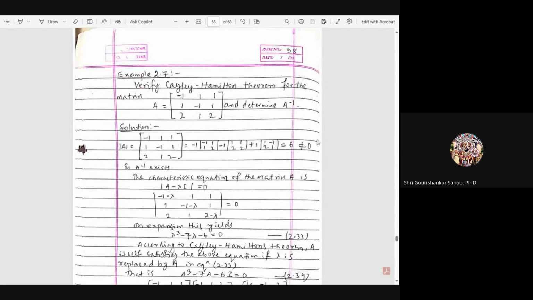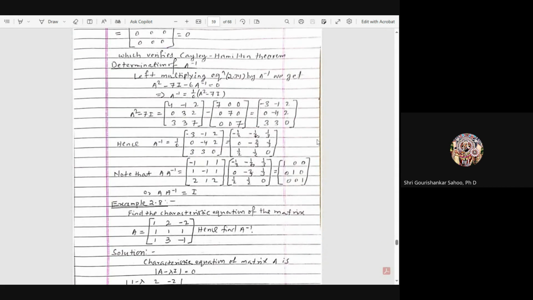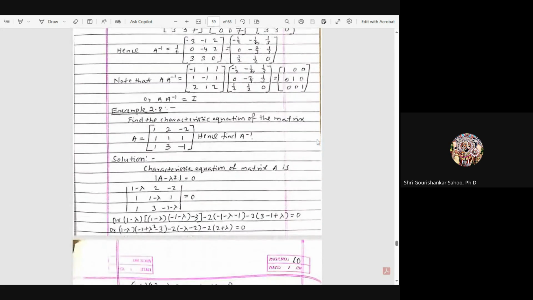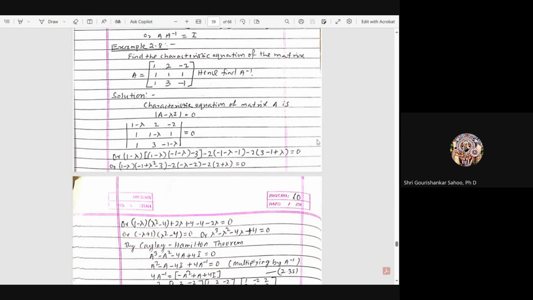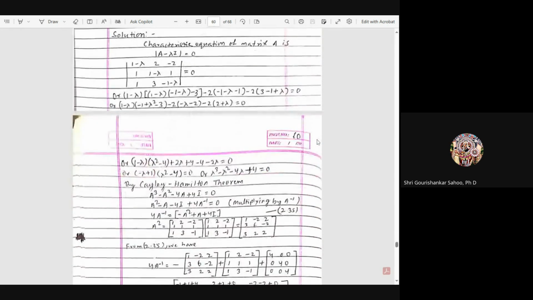Verify Cayley-Hamilton theorem for the matrix. Okay, by a similar method you can do it. Determination of A inverse, you can see by using Cayley-Hamilton theorem. You can also determine A inverse by the following method. Here is an example. Let's go through it.